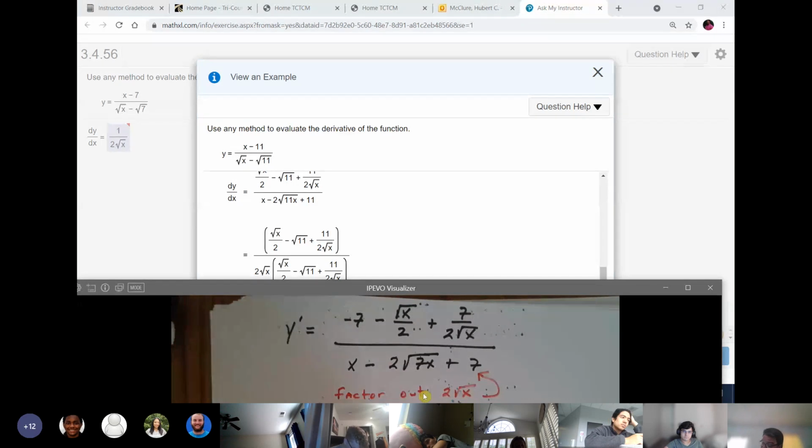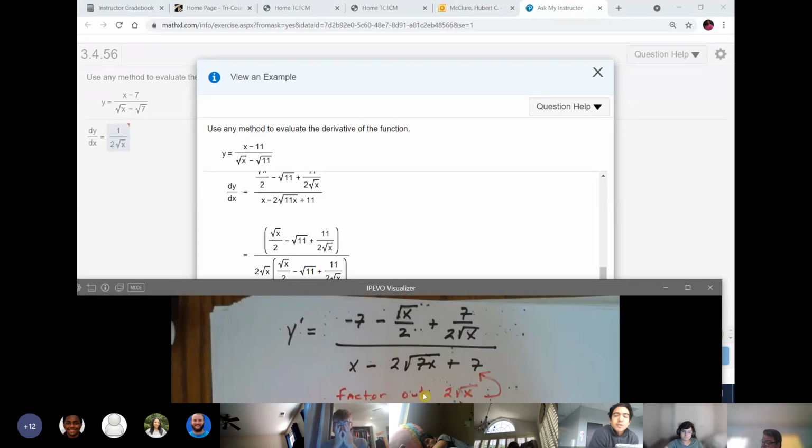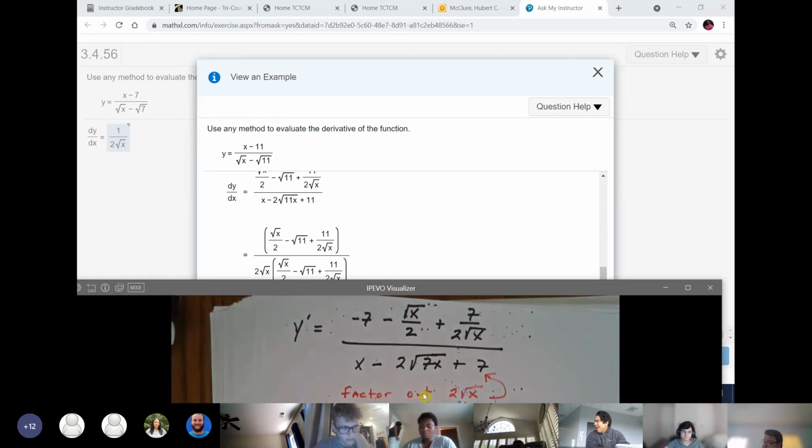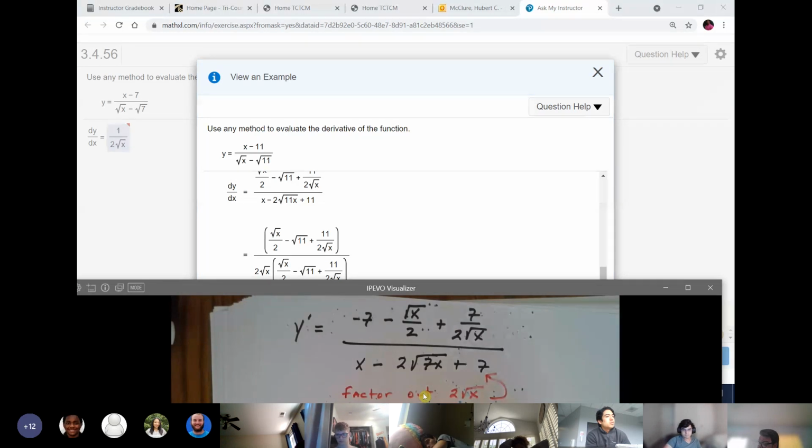I'll set it up. Y prime is equal to -7 minus the square root of x over 2 plus 7 over 2 square root of x, all over, and I'm going to write x minus 2 square root of 7x plus 7. And when I factor out a 2 square root of x, I'm dividing each one by 2 square root of x, because I'm factoring it out.